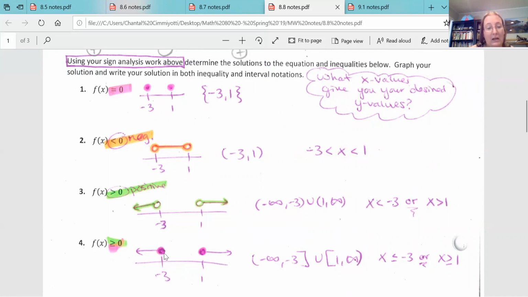Lastly, when is it greater than or equal to 0? Now we can include when it is exactly 0, so we can include those points. That makes it have a bracket then. I just wanted to be clear on interval notation and practice that a little bit more, and practice inequality notation a little bit more too.